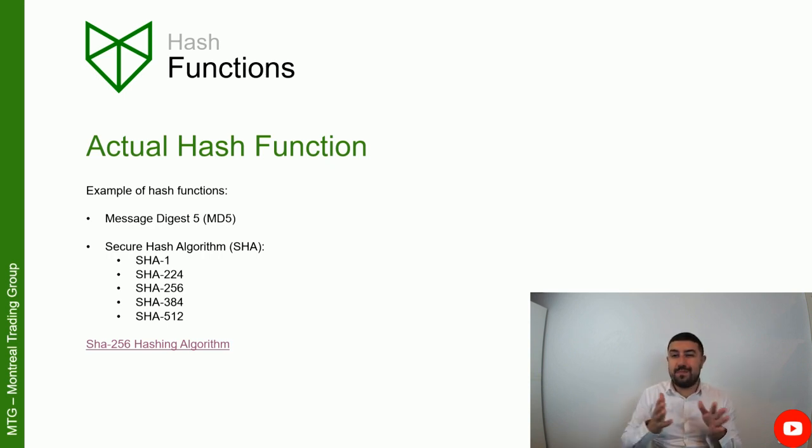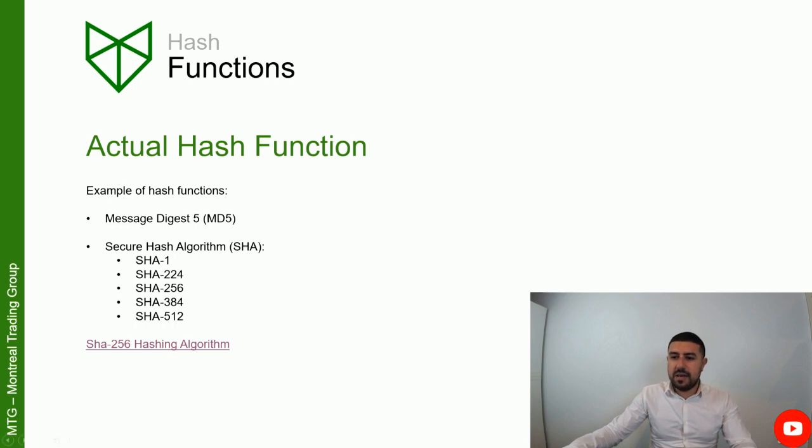It's actually the one that the Bitcoin protocol uses, right? So these are very secure: SHA-256, 384, and there are many more hash functions. Very secure hashing algorithms. And we can look at it right now and see how secure these ones are, right?